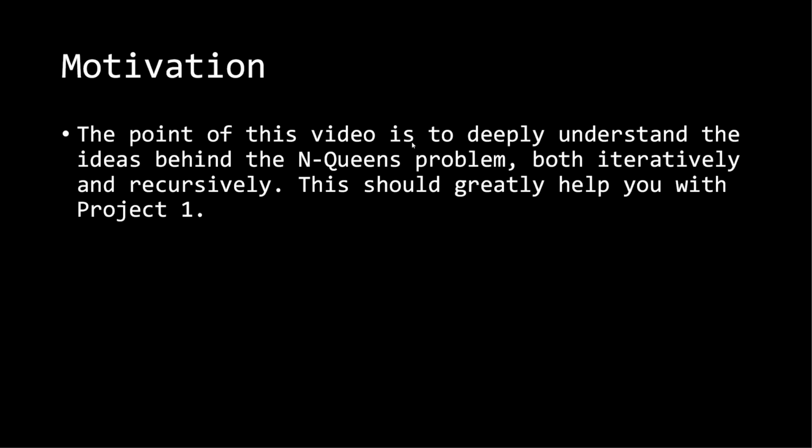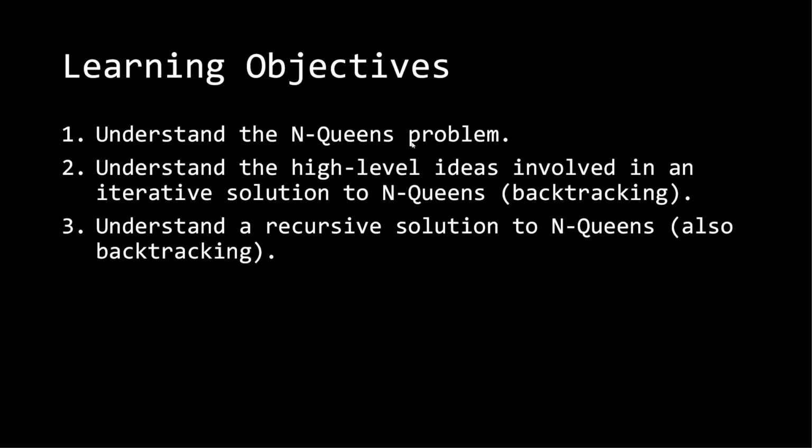So the motivation here is just to deeply understand n queens. In order to do this, I'm going to introduce an iterative example and a recursive example, and I'm hoping this really helps you with your project 1 code and ideas. So this is not going to be specific code that I'm giving you. I'm just going to be going over the ideas using pseudocode. I'll mention the discrepancies between the pseudocode and the actual code that's posted on GitLab at the end of the video, or maybe a bit as we go along. But let's see where we're headed here.